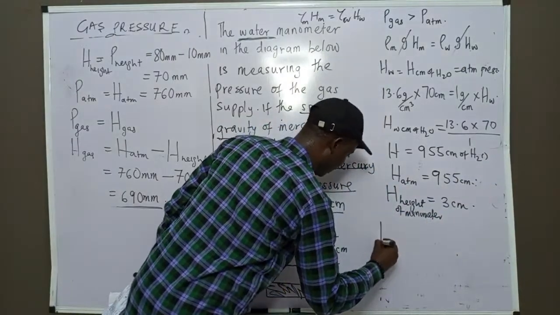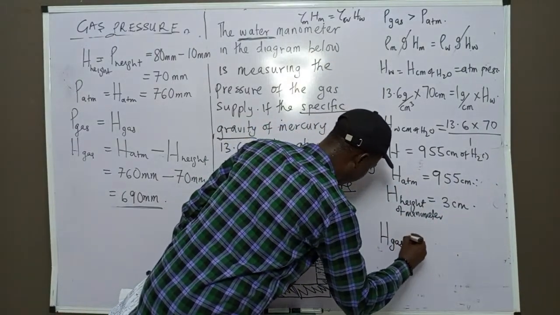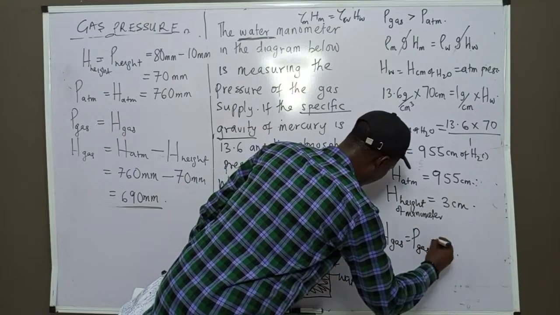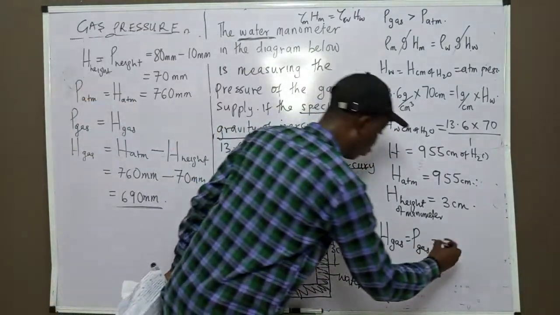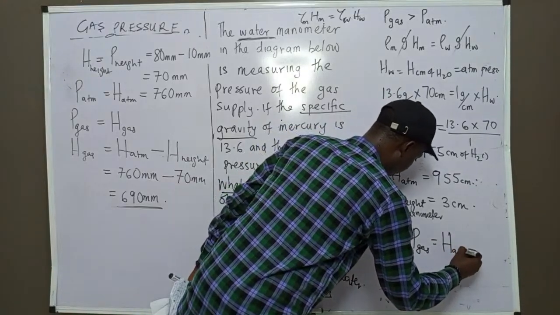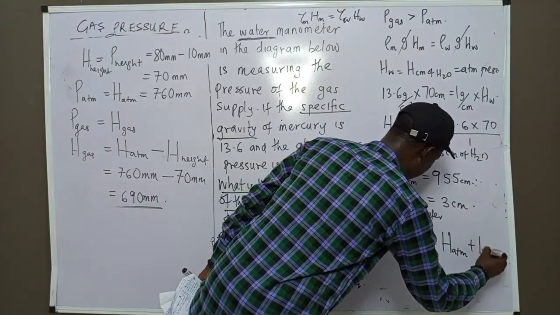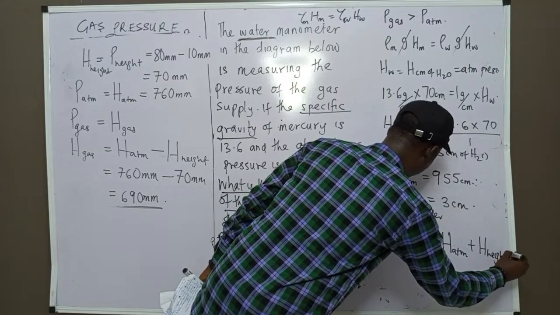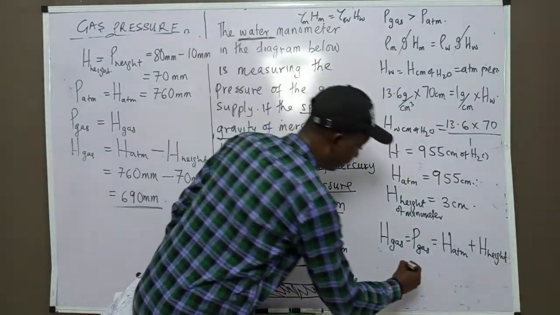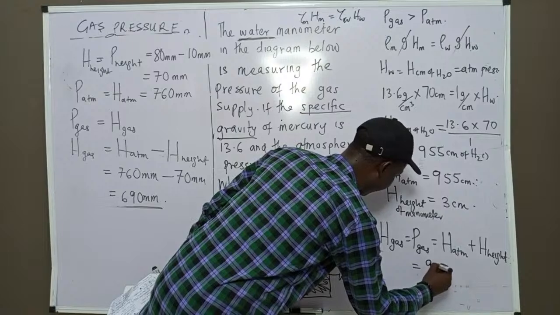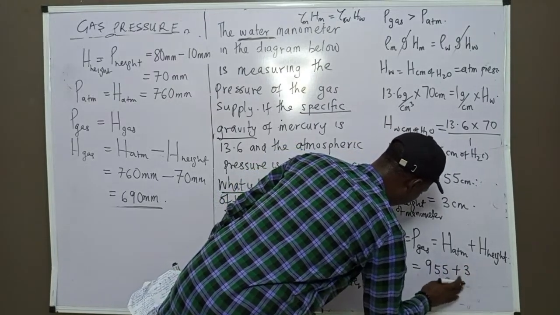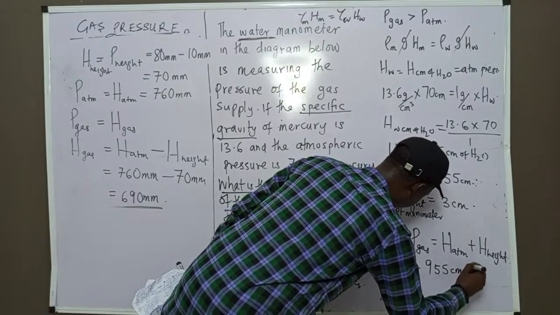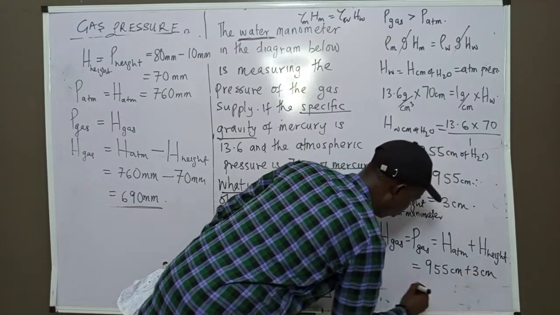And what I want to do now is: the height of the gas is equal to the pressure of the gas. Because the gas produces a higher pressure, it becomes the atmospheric pressure plus the height in the manometer. So what I want to have now is 955 cm plus 3 cm.